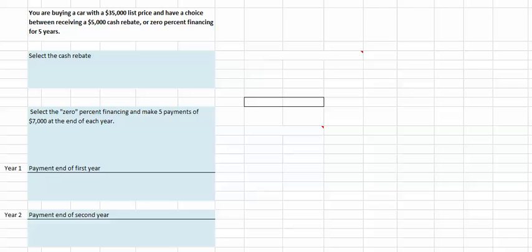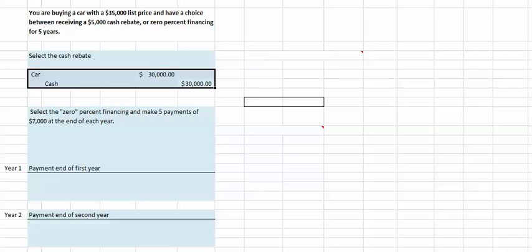If we select the cash rebate, we will debit car for $30,000 and credit cash for $30,000. This is because our net cash out of pocket is $30,000. We may give them $35,000 and they immediately turn around and give us a $5,000 cash rebate. And so how much cash are we out? We are out $30,000 in cash.